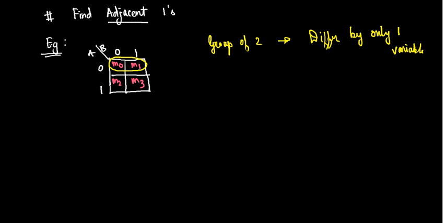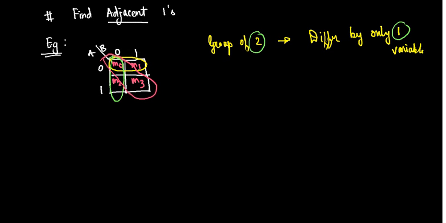What would be the other possibility? I can make this as adjacent. M0 and M2, see, they differ by A, but B remains the same. If you are making a group of 2, they should differ by only one variable. Can I make a group of this? No. M0 is A 0, B 0. Here A is 1, B is also 1. They differ by 2 variables. We can't apply the combining property. That's why we should not consider that as adjacent.